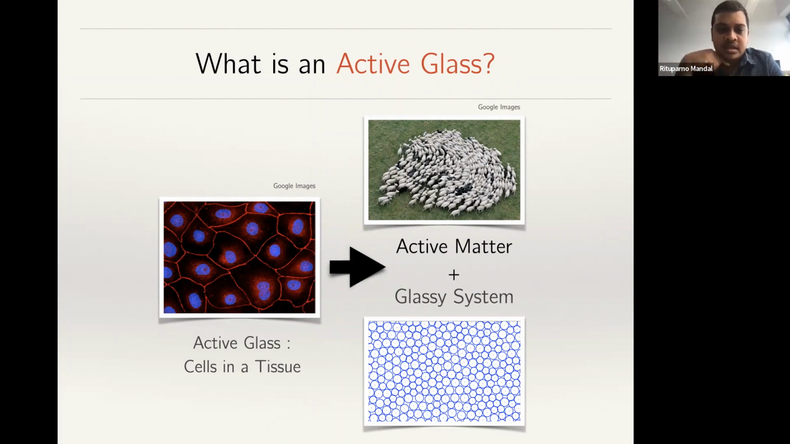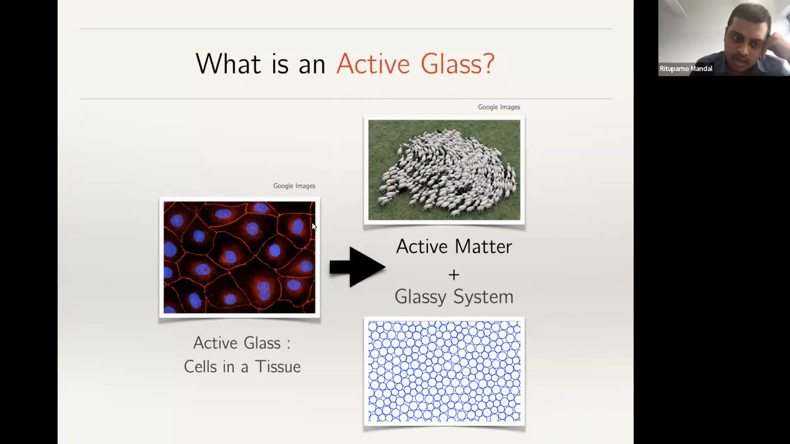In this slide, you can see a picture on your left, which is a picture of an active glass. It's a picture of a tissue, which can be considered as an active glass, and each cell, which is a constituent of this tissue, can be considered as a representative active matter system. And because of the very high packing density inside the tissue, it shows glass-like behavior.